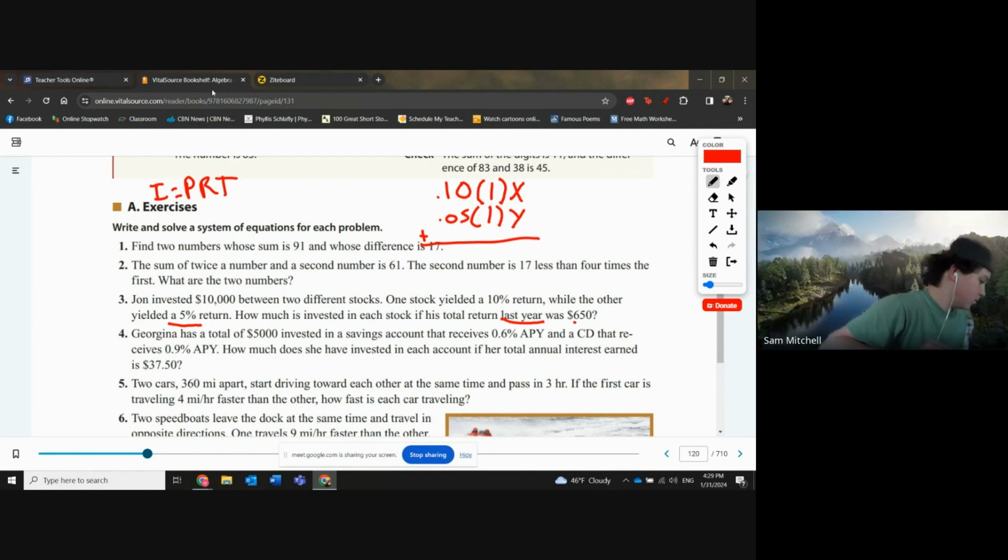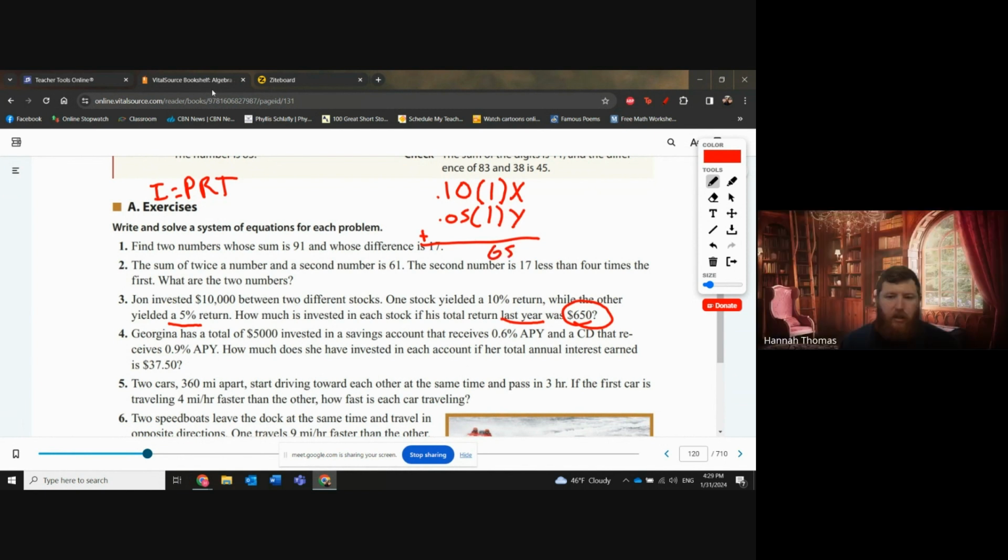Let's see, how much interest did he make? Because these are both interest. Oh yeah, right. 650. So you now have 0.10x plus 0.05y equals 650. Okay? And between his two different principles, which are x and y, how much did he invest altogether?